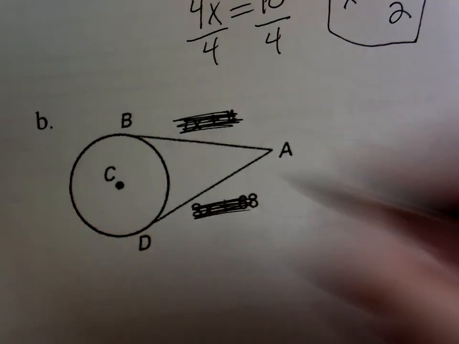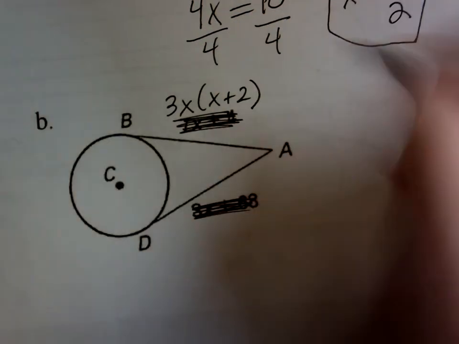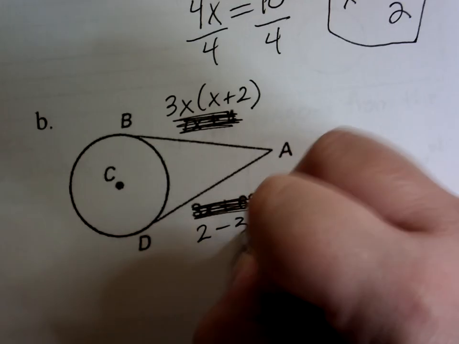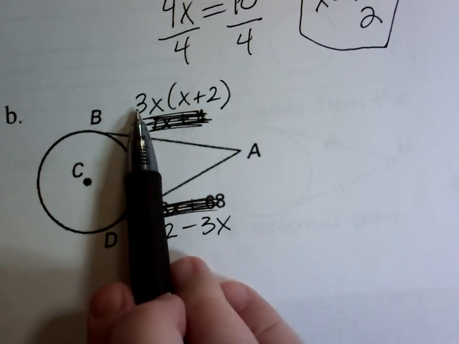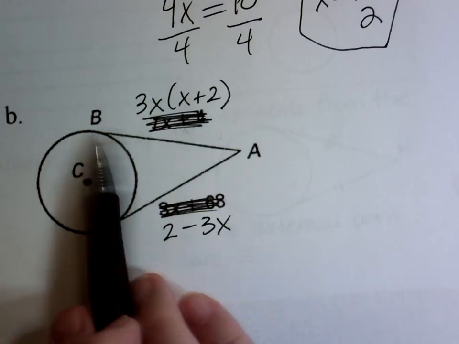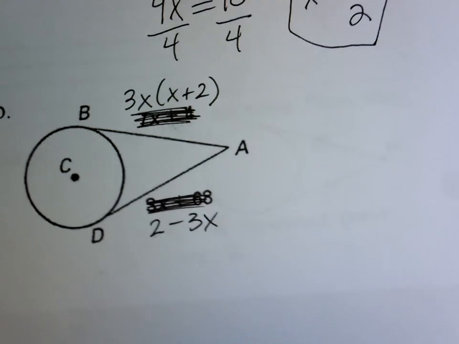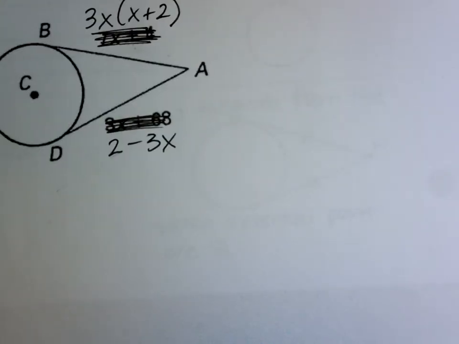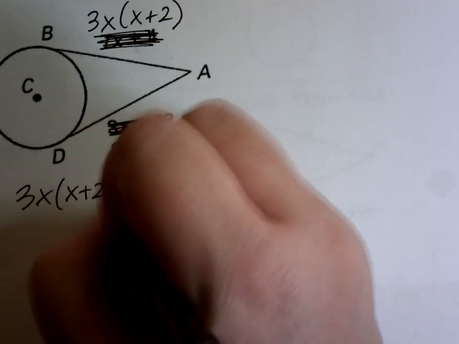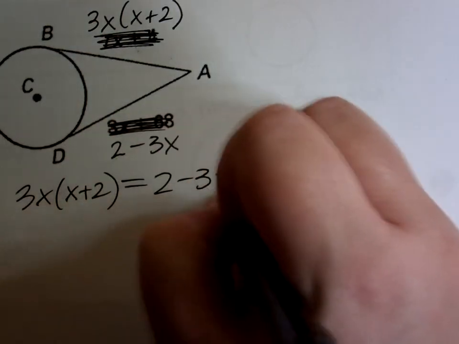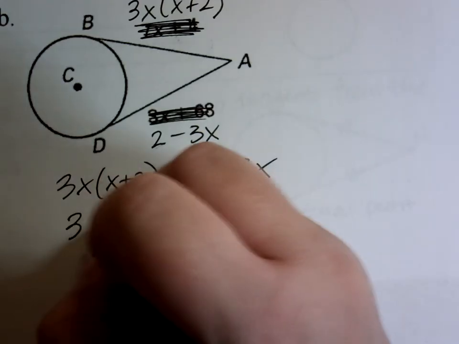Sometimes you'll have one that's more like this, and it may or may not have parentheses, but let me show you what's special about this one. Okay, so 3x times x plus 2 is the length of AB, and 2 minus 3x is the length of AD. Well, just like above there, we know we have to set these equal. So 3x times x plus 2 equals 2 minus 3x. Well, when I do my distributive property here, I'm going to get an x squared.